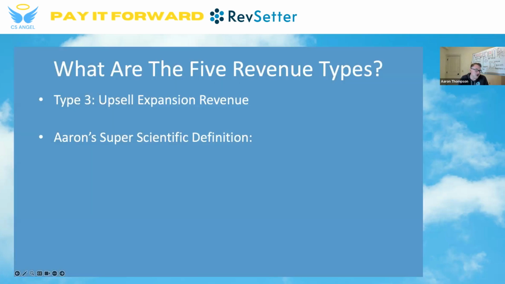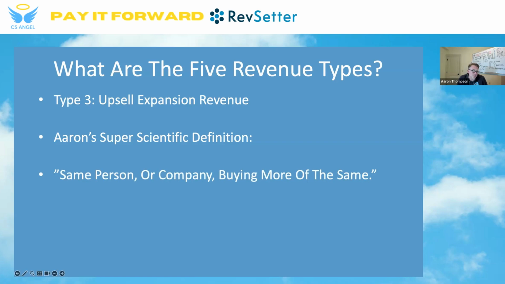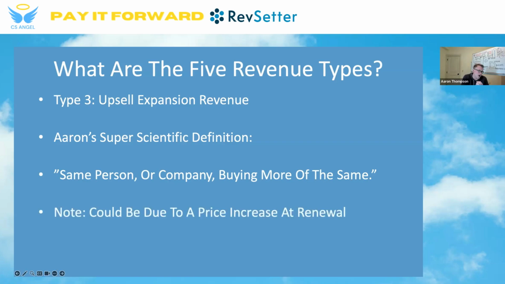My definition of upsell expansion revenue is the same person or company buying more of the same stuff. So if I'm moving from 10 seats to 25 seats, that would be upsell. So I'm investing more in the same SKU or product or solution, however your business works, but that same person buying more of the same thing is what we consider upsell.